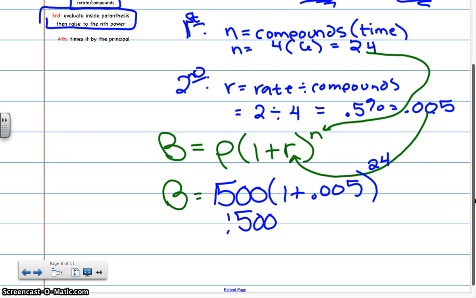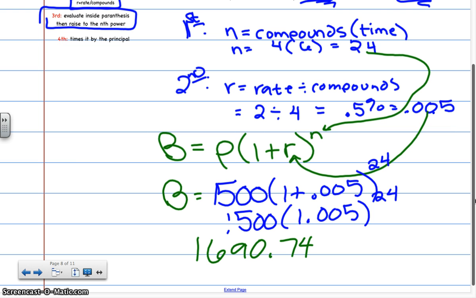1,500 times 1.005 to the 24. Now how I do this in my calculator, I just hit 1.005 and then that little to the 24th power, then I hit equals. Okay, I hit equals right away and it gives me some crazy number. Then I just hit times 1,500 is equal to 1690.74.